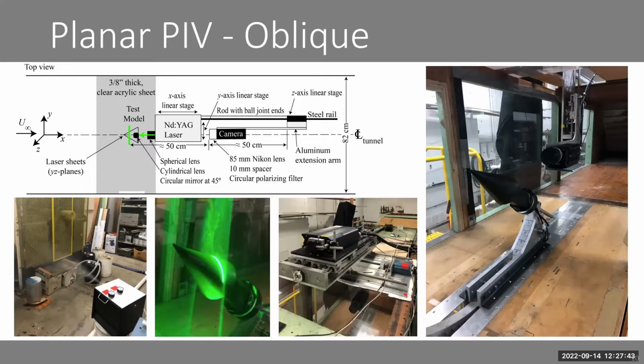Note that the actual camera itself presents less than 5% blockage ratio. However, the linear stage setup, which is 100 centimeters behind the measurement plane, is going to present about 7% blockage ratio.